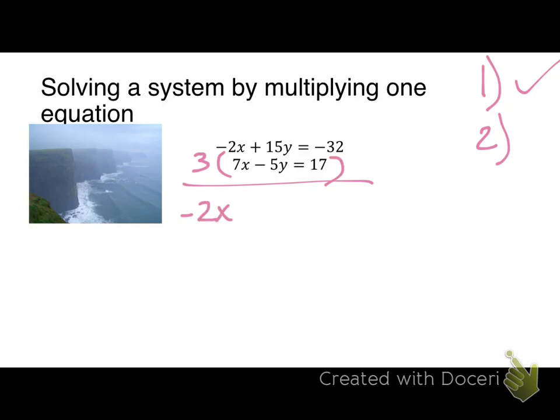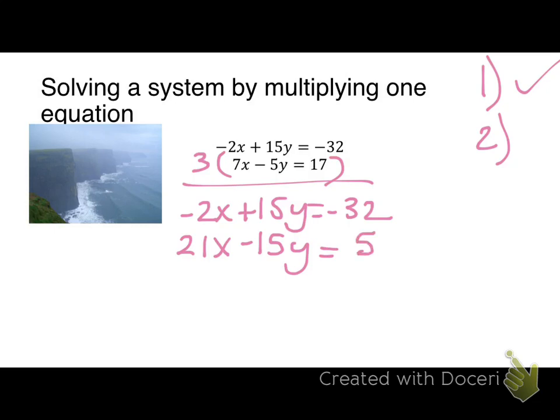So we get negative 2x plus 15y equals negative 32. 3 times 7x, 21x. 3 times negative 5y, negative 15y. And 3 times 17 is 51. So, 2. Our y's are the same now. They both have 15s. And 3, one's positive, one's negative. So we can add now.